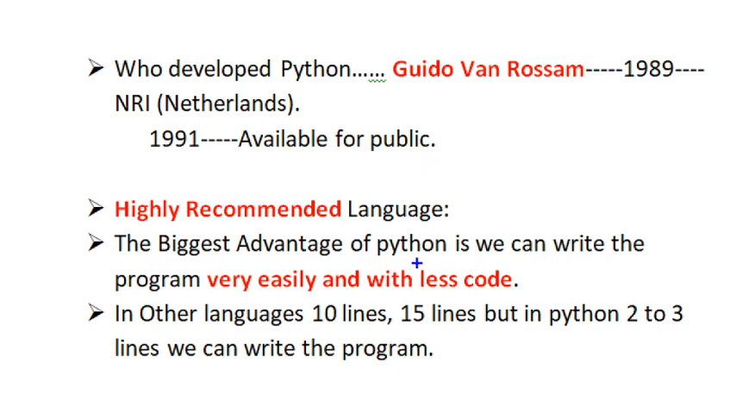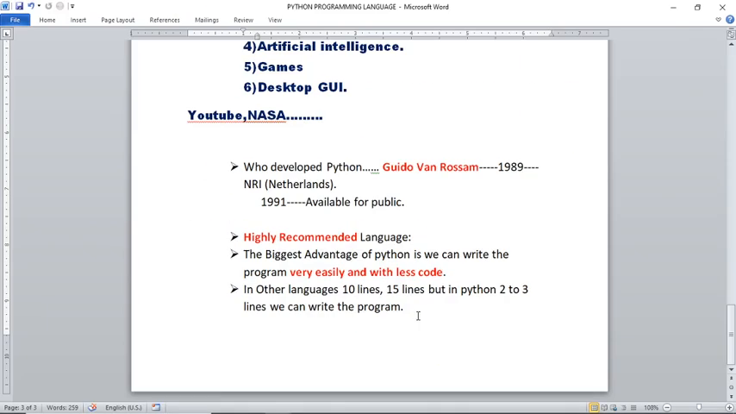The biggest advantage of Python is we can write the program very easily and with less code. In other languages it takes 10 or 15 lines, but in Python we can write the same program in 2 to 3 lines. So that is the greatness of Python.